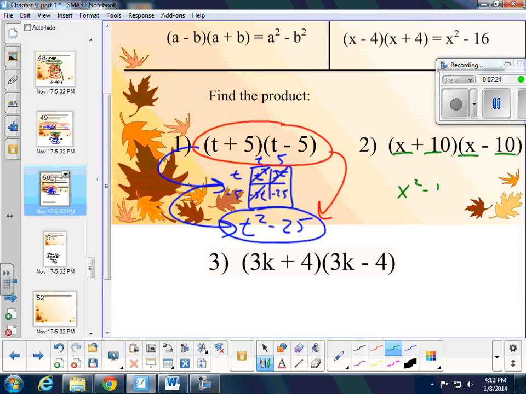And then this last one here, so 3k plus 4 and 3k minus 4. The outside and the inside terms: the outside terms would give me negative 12k, and the inside terms would give me positive 12k. So you have that pattern. Those just cancel out.